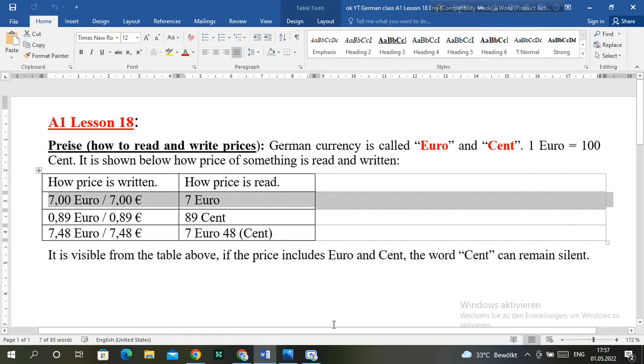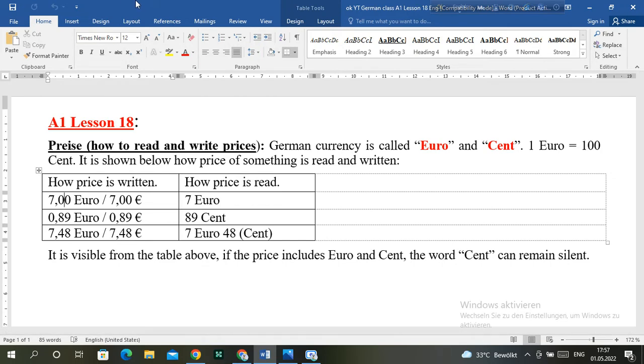Let us take for example this price. As you can see, this price includes only euro. You write it this way. First, you write the number of euro, in this case 7, then a comma, and after that 2 zeros. And then you write the word euro, or you can also put the symbol of euro. When you read it out, you first say the number of the euro: 7 euro.